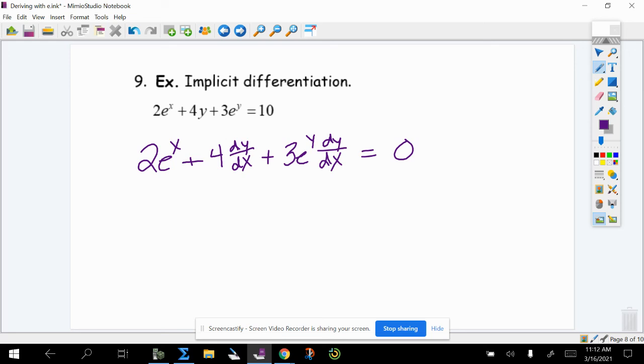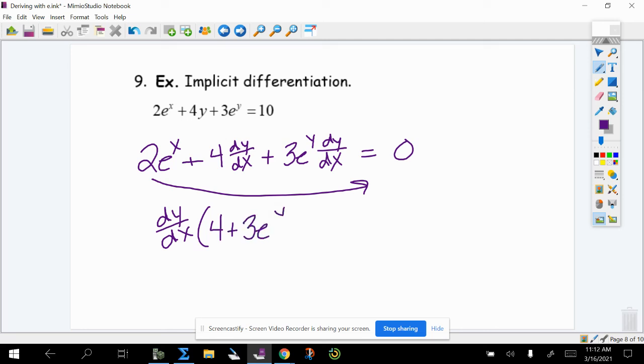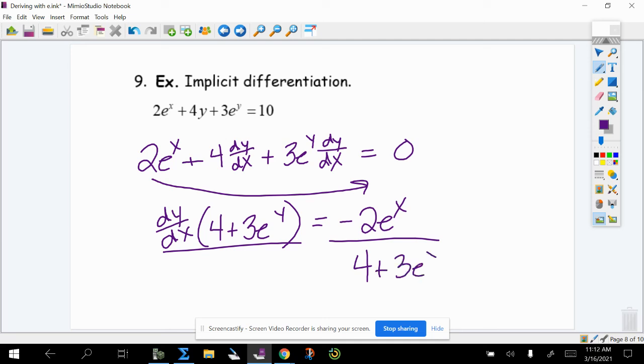So then the next step in implicit is to kind of rearrange things. Anything that doesn't have dy dx, I'm going to move that to the other side. And I'm going to factor out the dy dx with the terms that do have it. So I have a 4 plus 3e to the y on this side. And I'm going to move the 2e to the x, so it'll be a minus 2e to the x. And then divide. So my final answer, and our final answers for implicit are usually kind of messy in terms of both variables, is negative 2e to the x all over 4 plus 3e to the y.